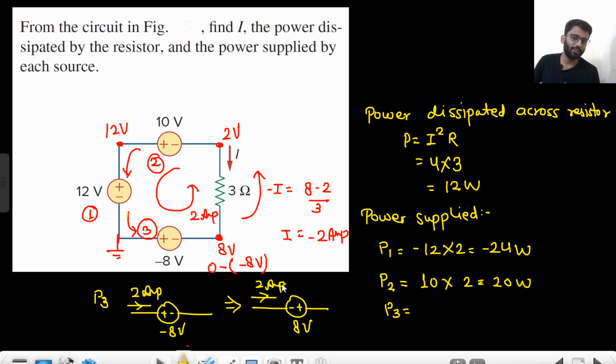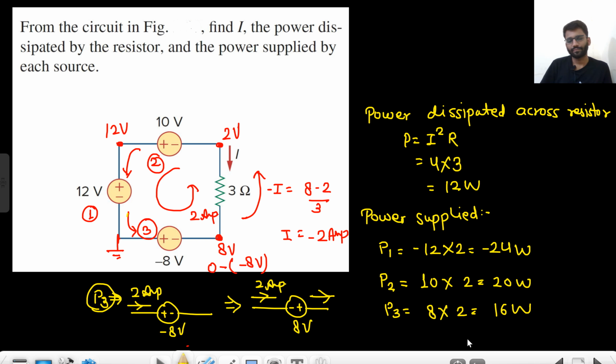So if the sign is positive, you can see that the current is getting into the negative terminal and getting out of the positive terminal. So P3 is actually delivering power. So that is 8 into 2. That means 16 volt.